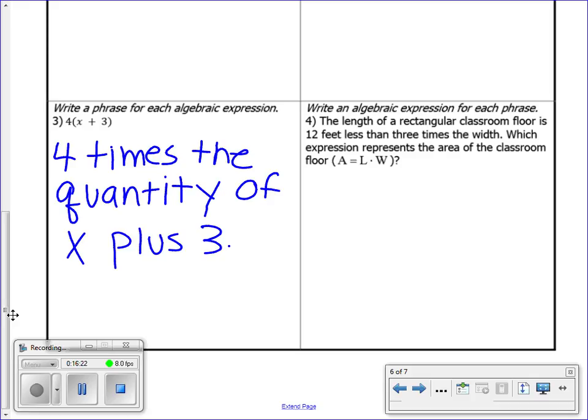Number 4, it says write an algebraic expression for each phrase. The length of the rectangular classroom floor is 12 feet less than 3 times the width. Again, let's break down this sentence. Length is, so L equals, 12 feet less than is a switch word. Start from the back and go to the front. 3 times the width, so that's 3W minus 12.